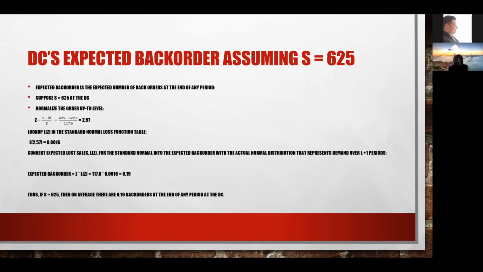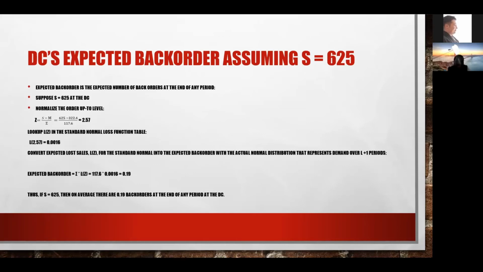Now, the distribution center's expected back order. Assuming we have an up to level of 625, our expected back order is the expected number of back orders at the end of any period. So suppose our up to level is 625 at the distribution center, we have to normalize that up to level, giving us Z equals the up to level minus mu, which is the mean, over sigma. Sigma is the standard deviation, and that gives us a Z of 2.57.